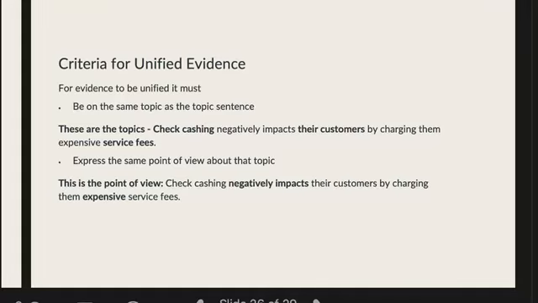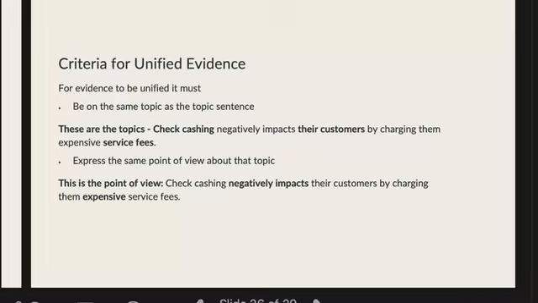So the criteria for unified evidence: it must be on the same topic as the topic sentence. Not even close or sort of, the exact same topic. It also needs to be specific to the topic sentence of your paragraph, right? It can't be just this general broad thing that sort of relates. We need evidence for the claim you're making, not just for the concept that covers everything that's related to what you might be arguing. In general, we want specific pieces of evidence backing up specific claims.